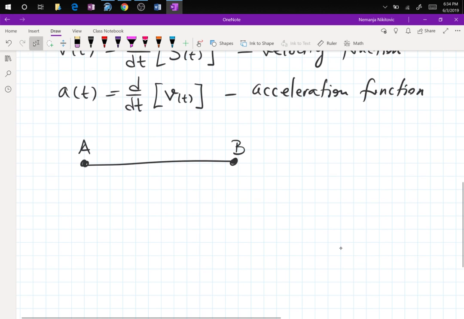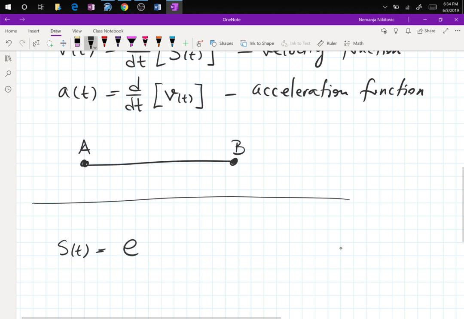So now, if I give you a position function, s of t equals, let's say, e to the negative x cosine x.